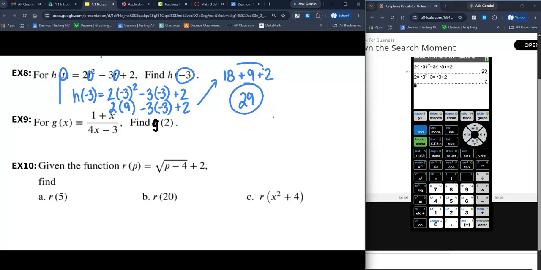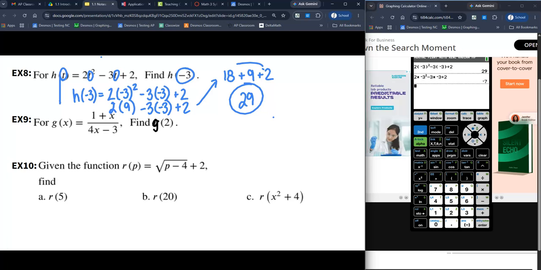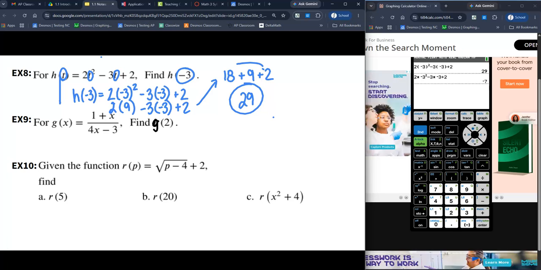I would like for you to try them without the calculator. You can always use the calculator to check, but be careful because if you type things in wrong, you're going to think you're wrong when you're really not. For that.